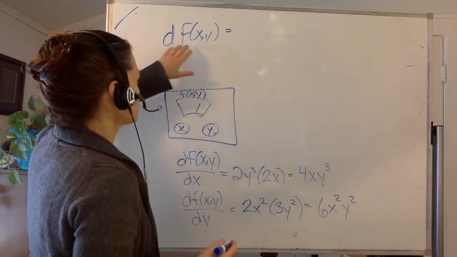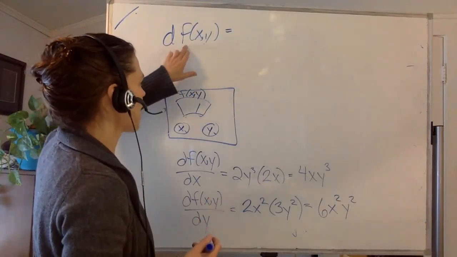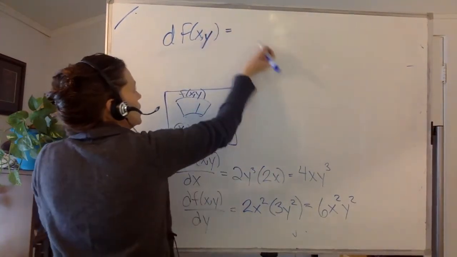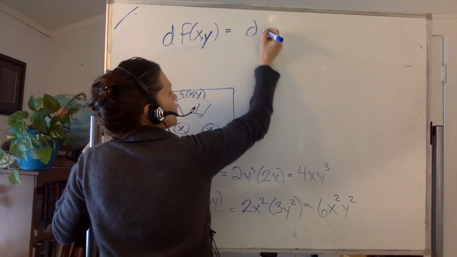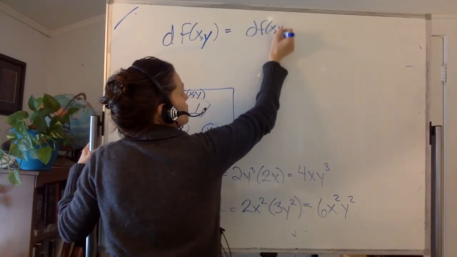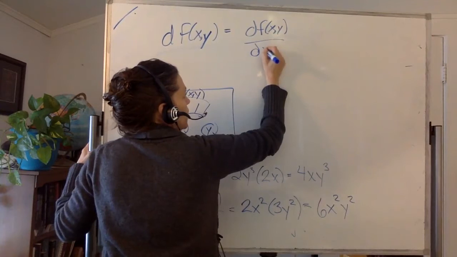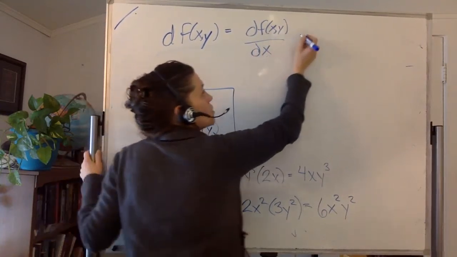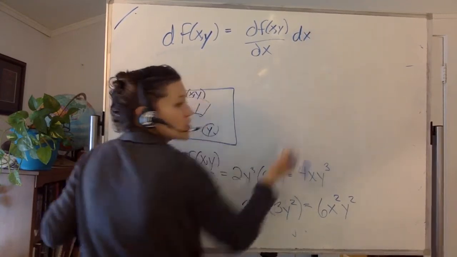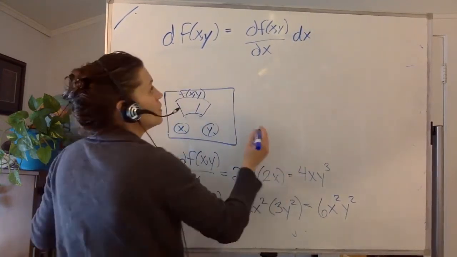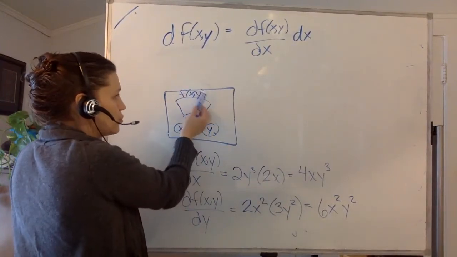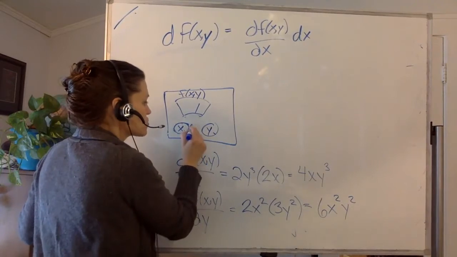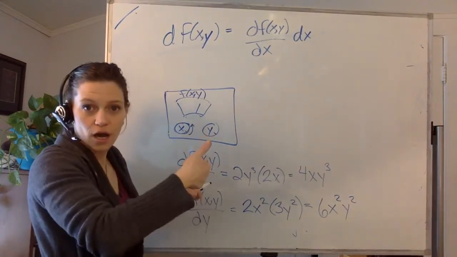Okay, the total differential or exact differential of the function f of x and y, dependent on two variables, is equal to the partial derivative of f with respect to x. How much does the function f of xy change when I change x, multiplied by the actual change in x. So that would be how much does the dial move when I turn this knob, multiplied by the actual amount that I've turned the knob.